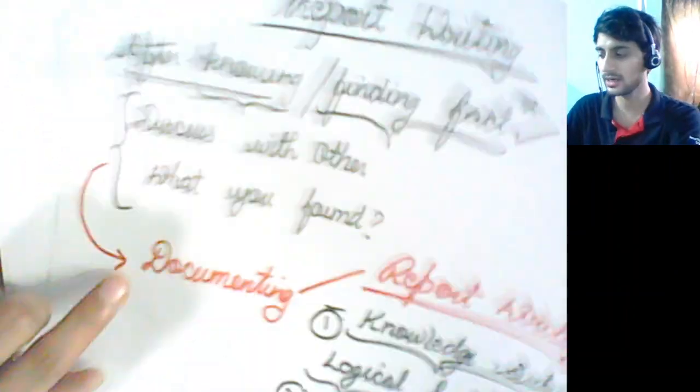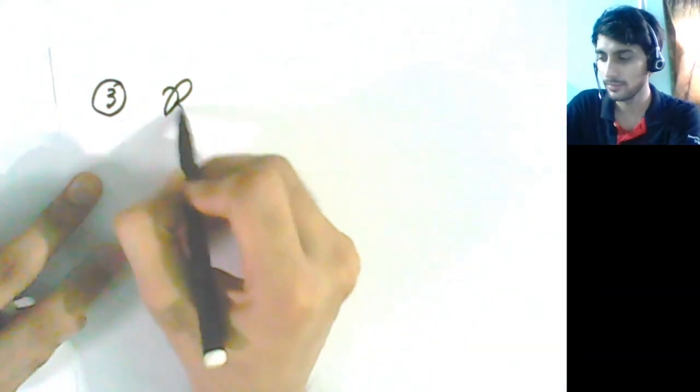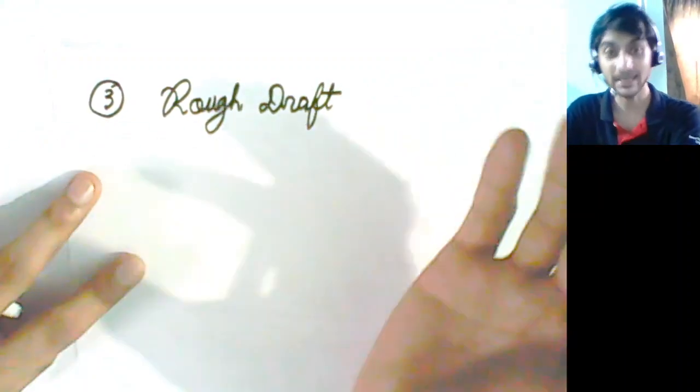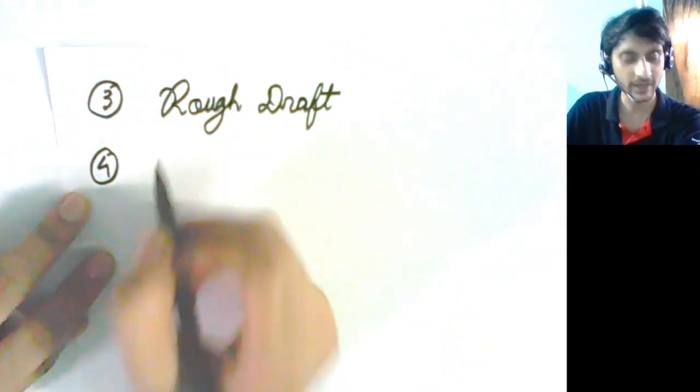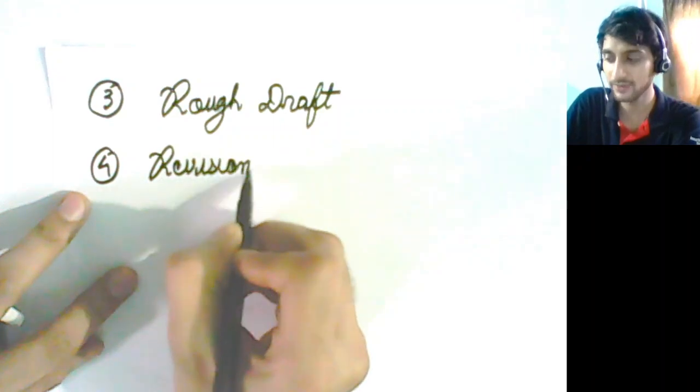Then the first two things are clear, I guess. The third step is to make a rough draft. Okay, write it down, pen it down, write it at least. And the fourth thing after the rough draft is you will have to revise it. So there are a few revisions.